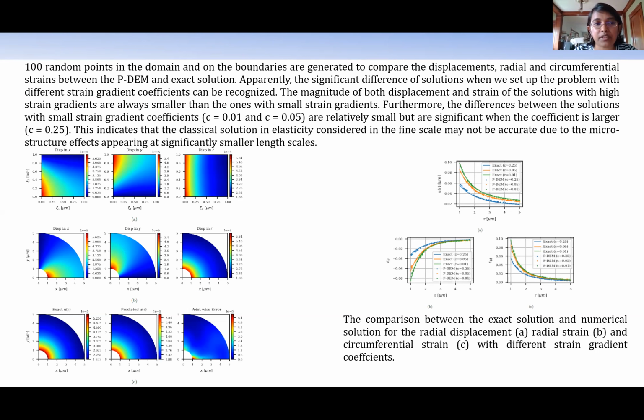Furthermore, the differences between the solutions with small strain gradient coefficients of C 0.01 and 0.05 are relatively small, but are significant when the coefficient is larger. This indicates that the classical solution in elasticity is considered at a fine scale and may not be accurate due to the microstructure effects appearing at a significantly smaller length scale.